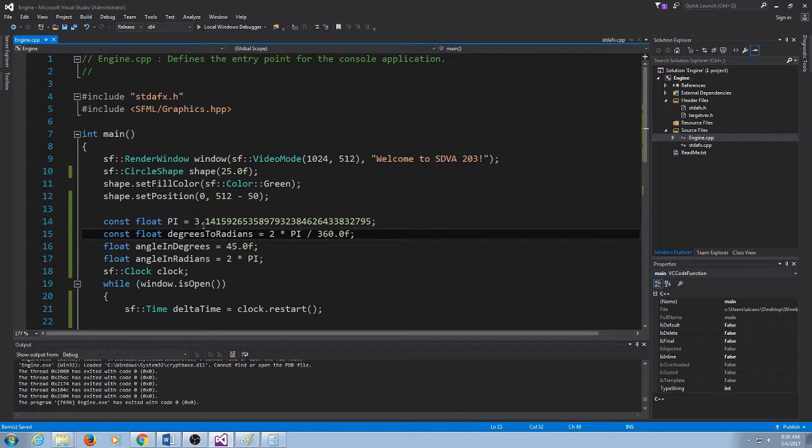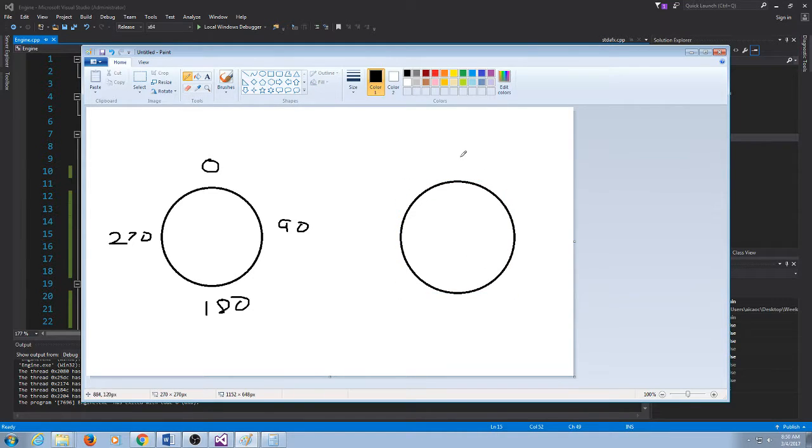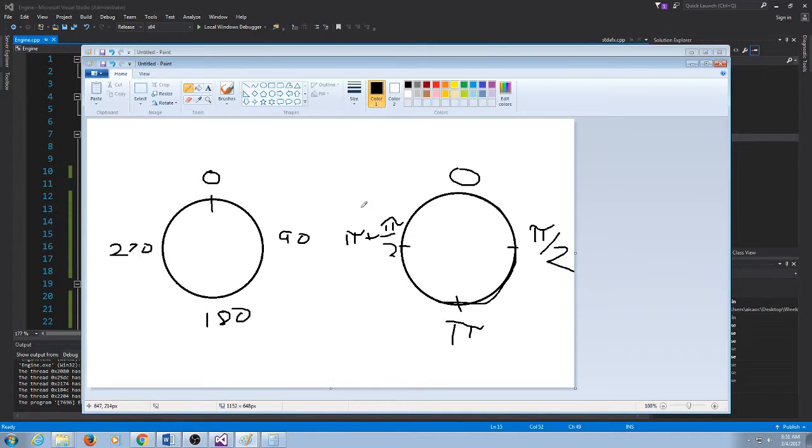This is how you convert from what is a circle here that has 0, 90, 180, 270 into a circle that has 0, pi over 2, and then pi, and pi plus pi over 2, 3 pi over 2. So if you want to convert from this, which is degrees, your normal 360 degrees, into this consideration, because when you're using the sine and cosine functions inside the standard library, these require the degrees to be actually in radians instead. So your coordinate space is actually in radians.